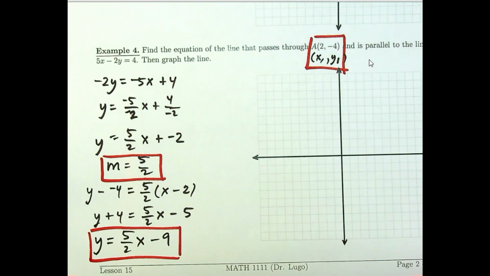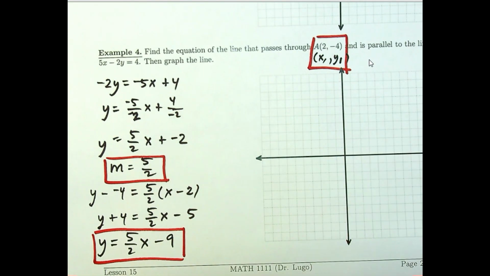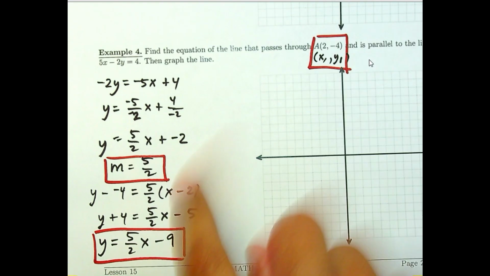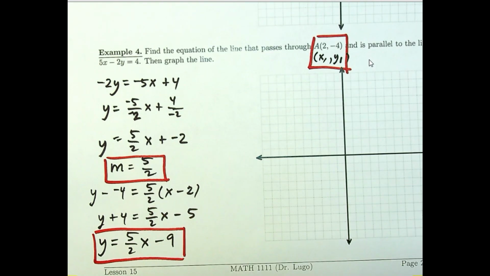The lines are parallel, so they have the same slope. So that means the m is 5 halves. And then you use this other point, use the formula y minus y1 equals m times x minus x1. Plug it in there and get your answer for what is the equation of the line. And lastly, we're going to use that to graph that line really quick.